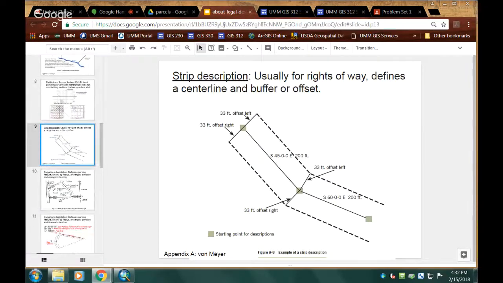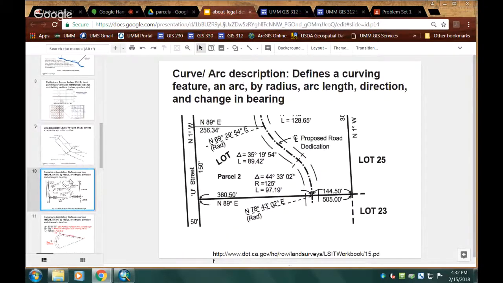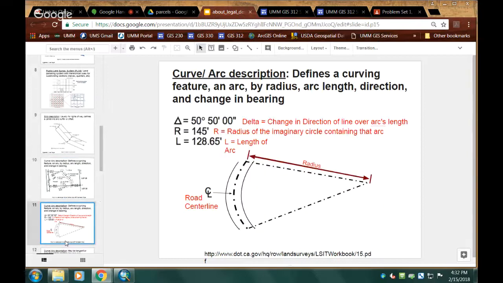You can also have, and this is a little weird, a curve or arc description, and those are common, especially nowadays, because there's software that can make those really easily. CAD and ArcGIS both have the capability of creating polygons and lines on a curve of particular description. So let me show you how that works. I have an example, so we'll come back to this.